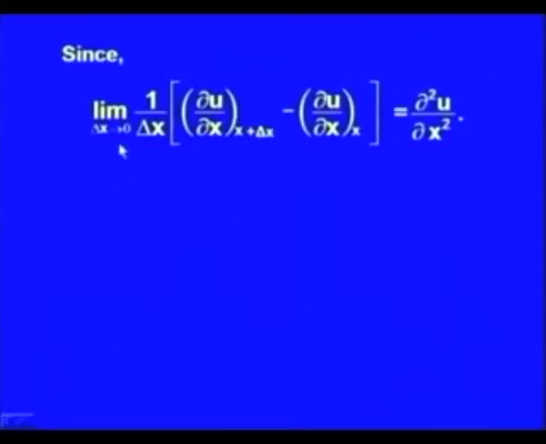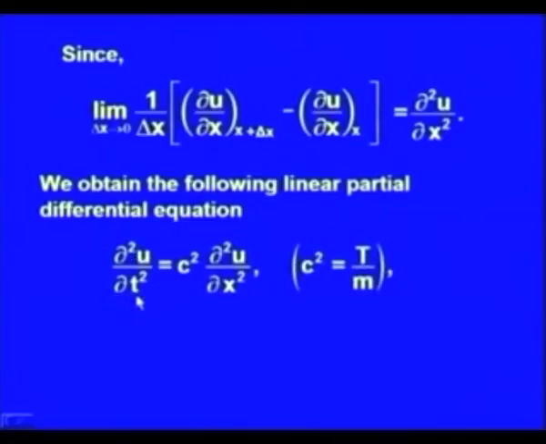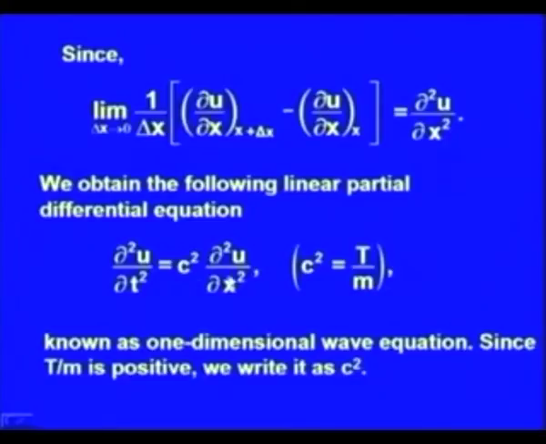So, since this expression as delta x goes to 0 tends to delta square u over delta x square, we obtain the following linear partial differential equation: delta square u over delta t square equal to c square delta square u over delta x square, which is known as the one dimensional wave equation. Further, because the physical constant t over m is positive, we may take it as the square of c. So, we have the differential equation as u t t equal to c square into u x x.